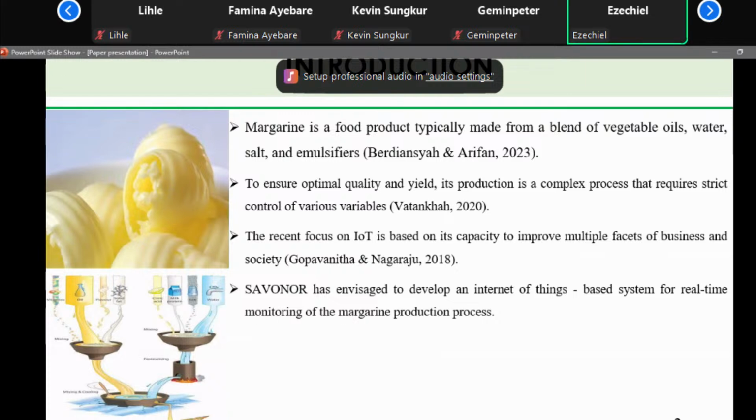Basically, from the introduction, margarine is a widely consumed food. It is typically manufactured from a blend of vegetable oil, water, salt, and emulsifier, requiring meticulous control throughout its production process. To ensure both optimal quality and yield, the margarine production process involves complex interrelated variables that must be carefully managed. Recent developments in technology, particularly the Internet of Things, have shown significant promise in enhancing multiple aspects of industrial processes. In light of this technological advancement, Savon has proposed the development of an IoT-based system for real-time monitoring of margarine production process.